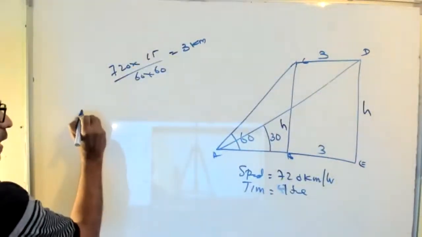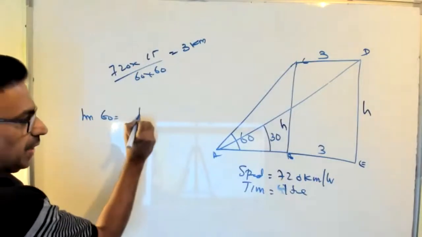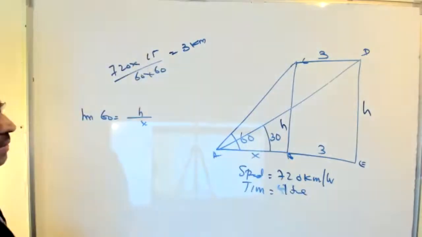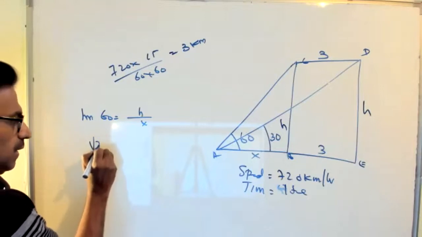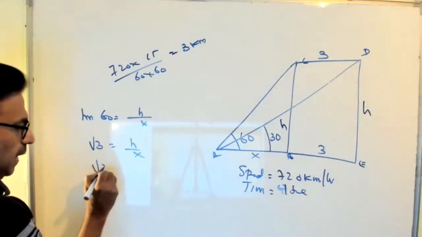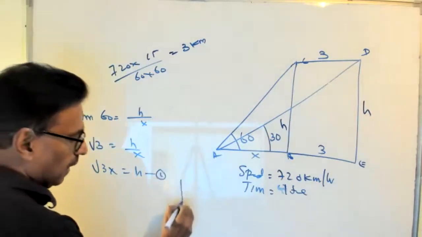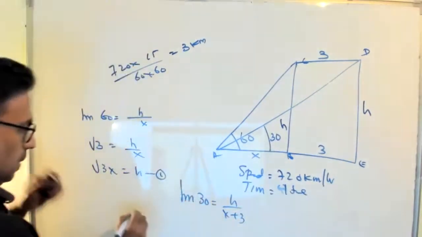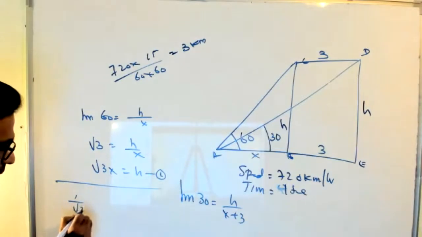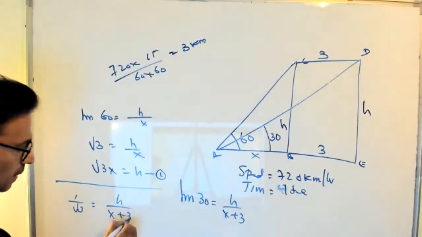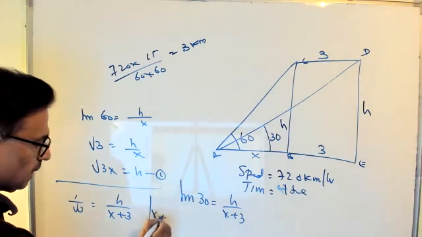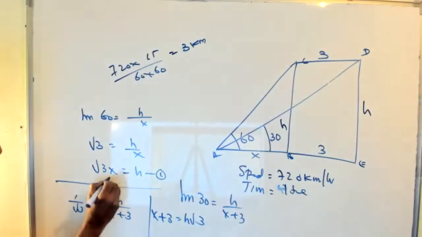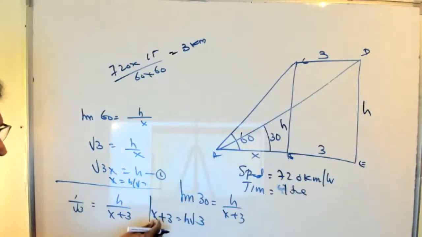Now, tan 60 equals h by x. Root 3 equals h by x. So root 3 x equals h, equation number 1. Then tan 30 equals h by x plus 3. That is 1 by root 3 equals h by x plus 3. That means x plus 3 equals h root 3. We have x equals h by root 3. Substitute here, you will get the height.